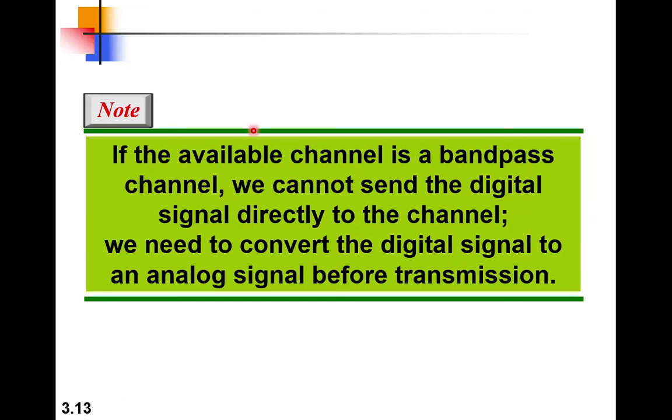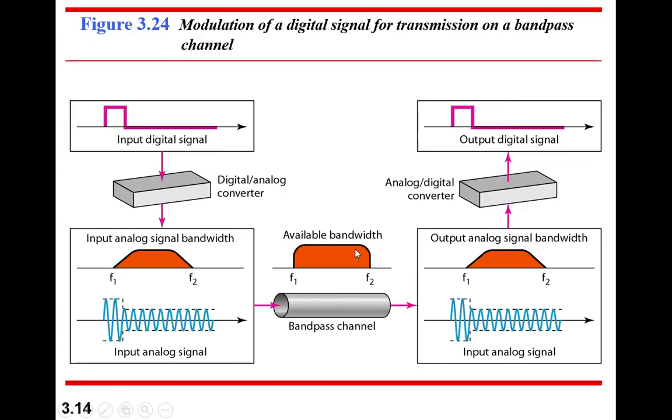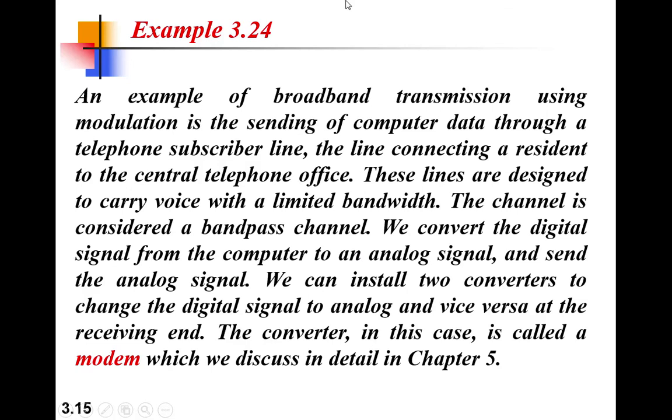So we have discussed that there are two types: one is called baseband and one is called broadband. An example of broadband transmission using modulation is computer data. For baseband we discussed data used in a LAN, but broadband transmission using modulation is the sending of computer data through a telephone subscriber line.